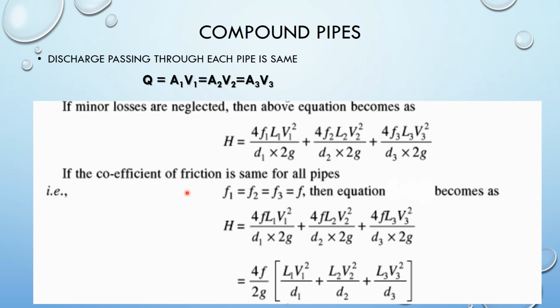Now we know that the coefficient of friction is the same for all pipes, so f1, f2, f3 is equal to f. Substituting that and simplifying, and then taking 4f by 2g as common, we can write the equation as H is equal to 4f by 2g into, inside the bracket, L1 V1 square by D1 plus L2 V2 square by D2 plus L3 V3 square by D3.